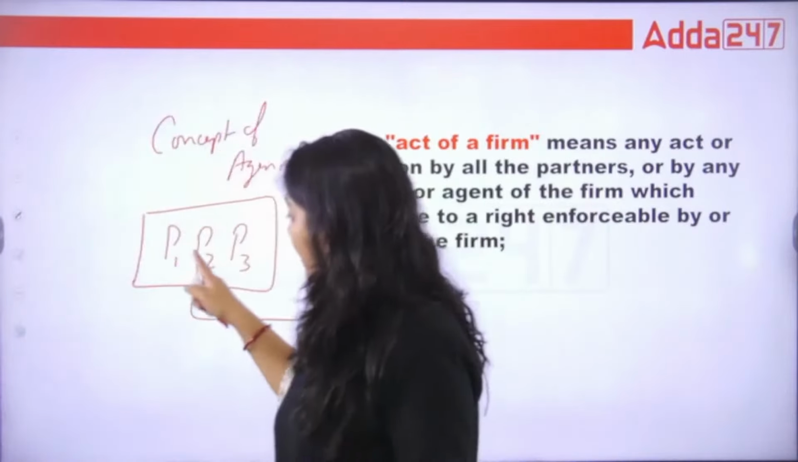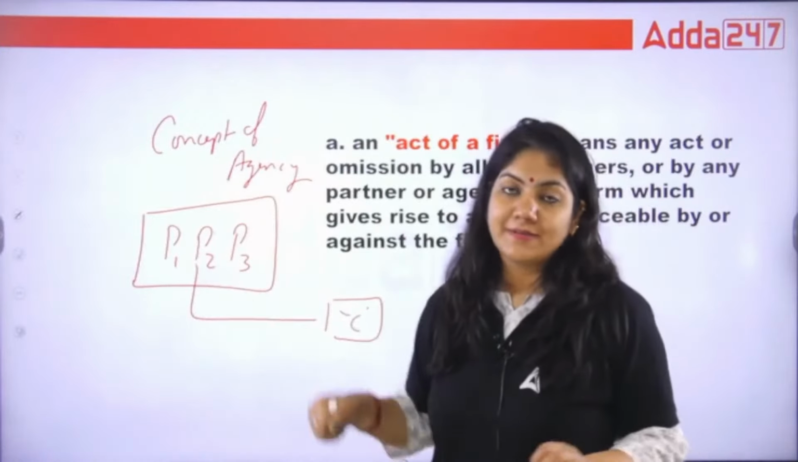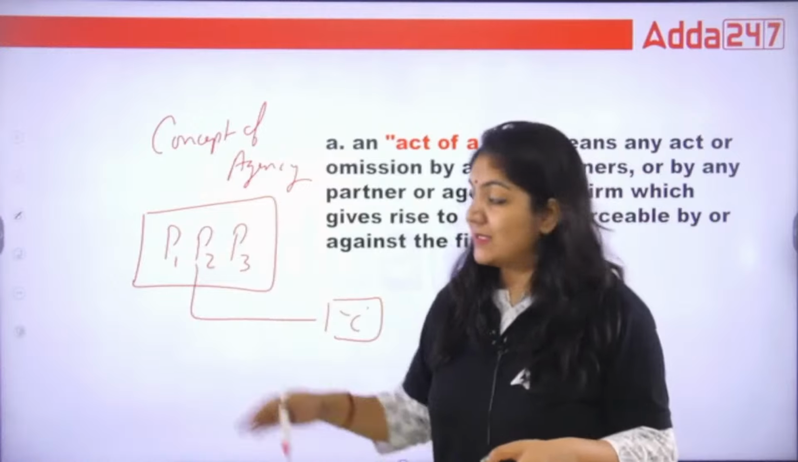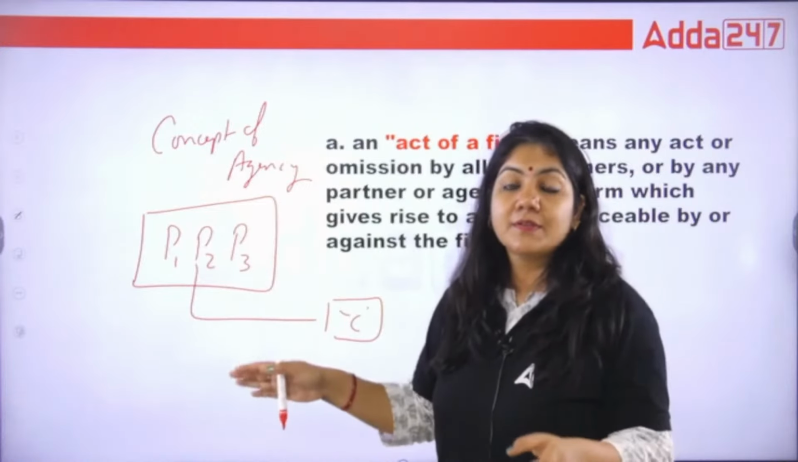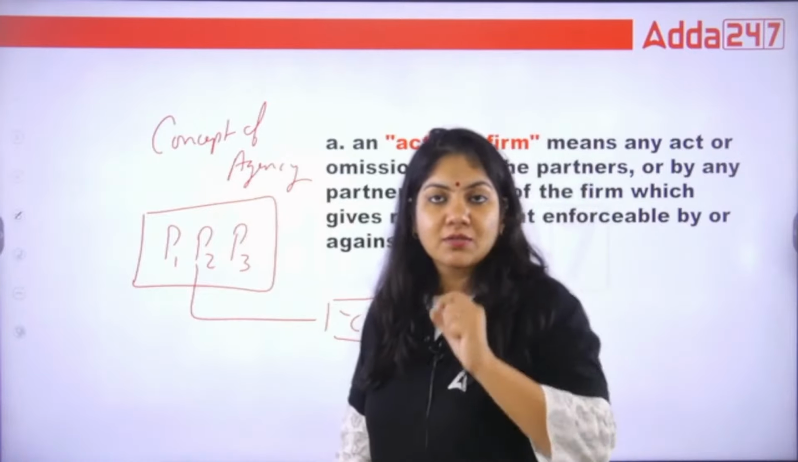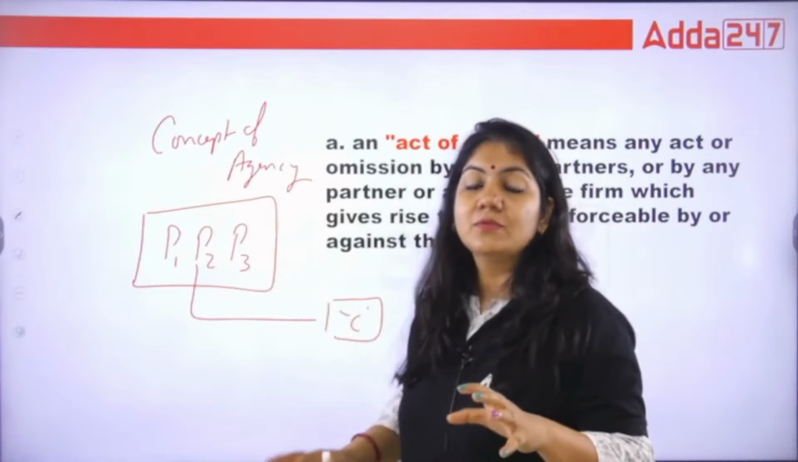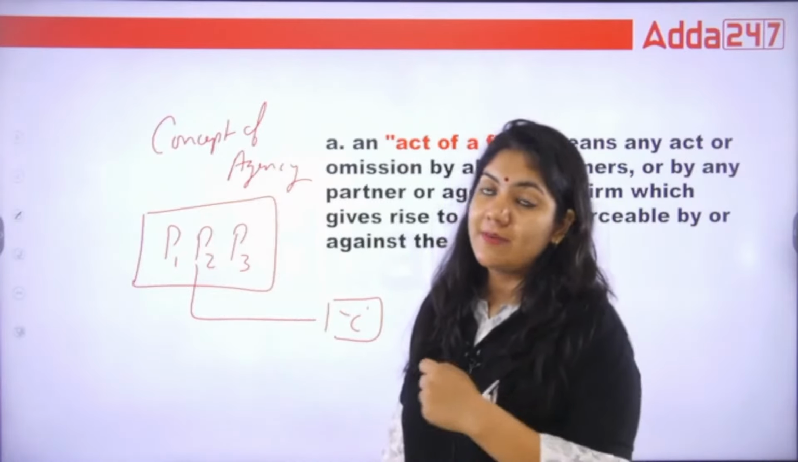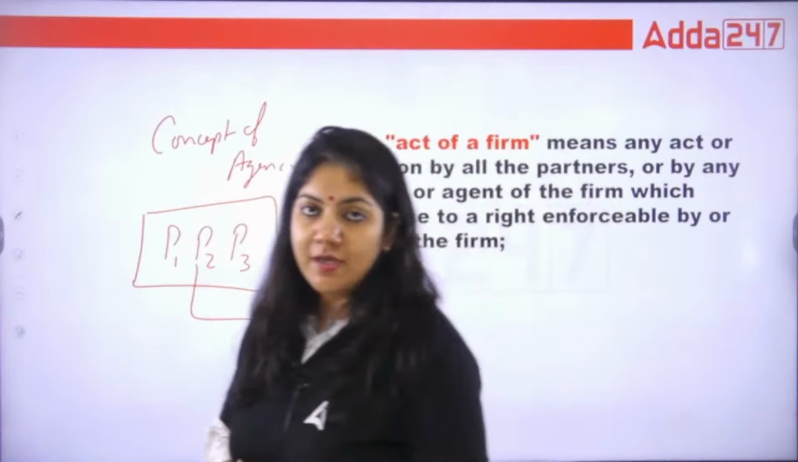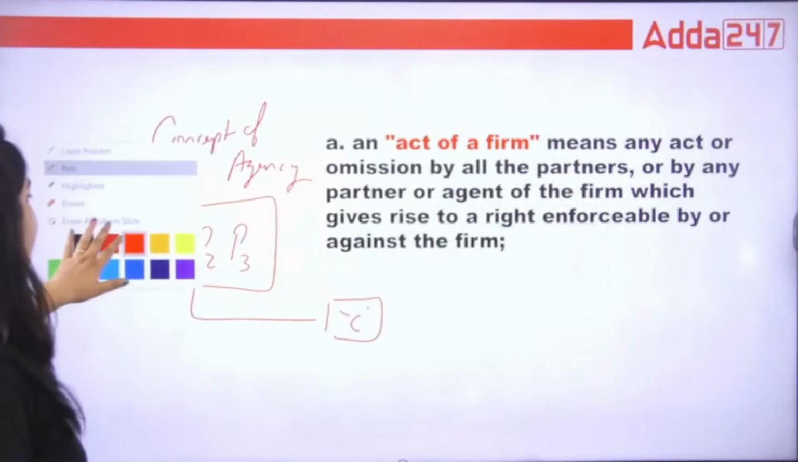If any wrongful act is done by P2, every partner is liable. If any profit is made by P2, the profit is distributed among the partners. So this is the crux of your partnership firm. So what do partners basically do? They do business in the partnership firm. They just do the business. So this is the complete P1, P2 and P3 partners.